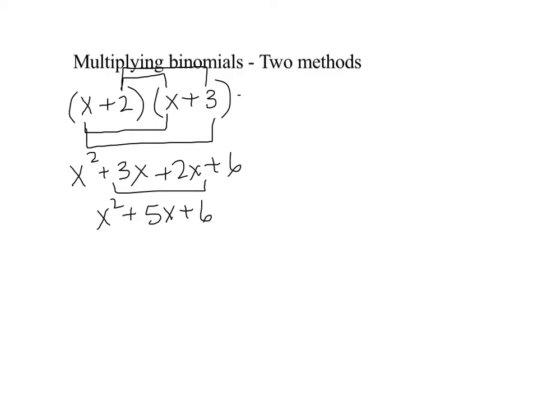I said two methods. That's the method that you're used to. I don't like the word FOIL because no one ever does FOIL exactly the way it says: first, outer, inner, last. It's basically just the distributive property, and you already know how to do that.